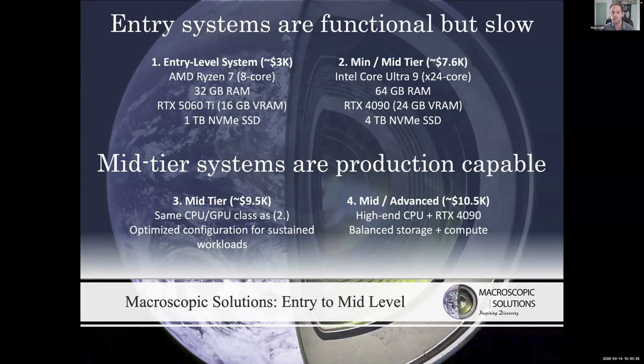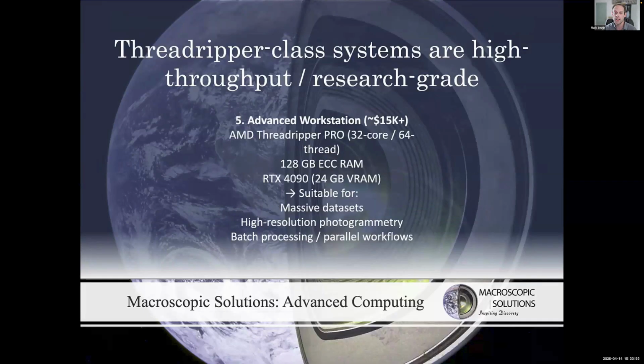So we do have 5 different packages that we actually put together for our customers. They range on the entry level from 3 to 7,000. Bear in mind, these include monitors, keyboards, mouse, everything. And you can see they're running on 32 or 64 gigabytes RAM. We have slightly ramped up in the 10,000 range, where now we're starting to get into the RTX 4090 graphics cards by NVIDIA.